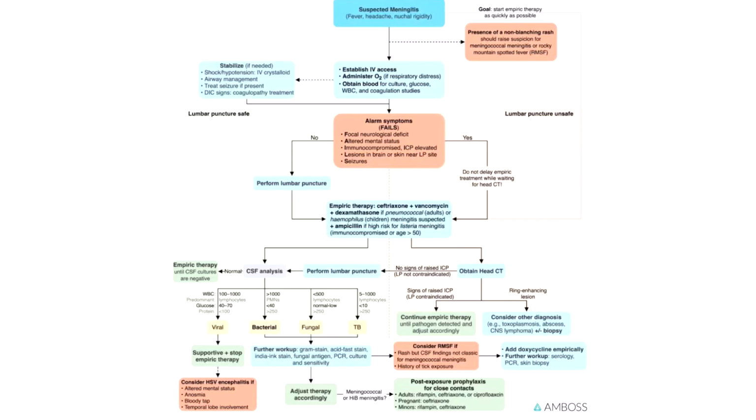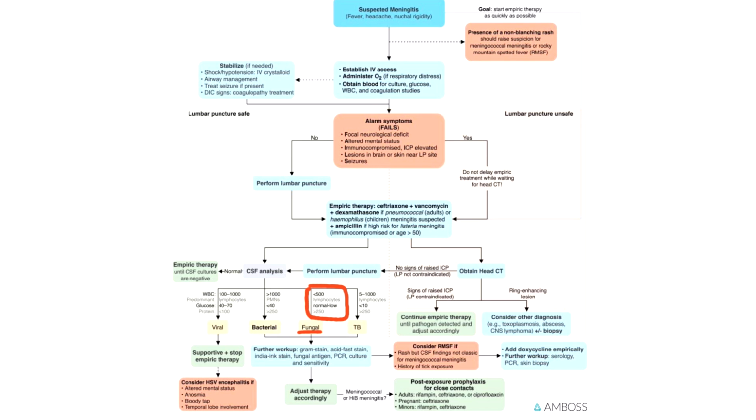Now, what if the white blood cell count is below 500 and it's predominantly lymphocytes, and the glucose is normal to low, so not super impressive, and the protein is above 250? What category of pathogen are you thinking about there? You're thinking about fungal meningitis.